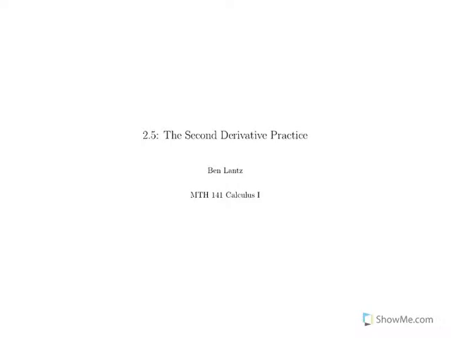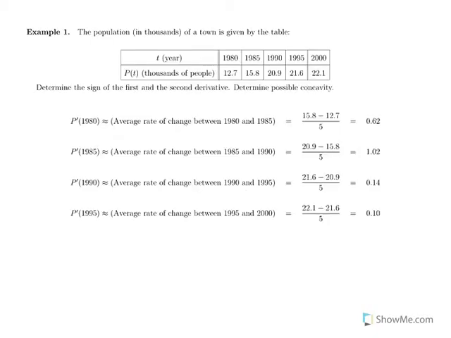In this video, we're going to look at some practice problems relating to the second derivative. So the first example, let's look at the population of a town given in thousands of people in different years. Our function is given by a table of values here. The question says, determine the sign of the first and the second derivative, and we're going to try to determine possible concavity.